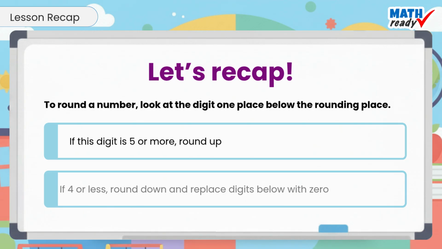To recap, when rounding a number, we need to refer to the digit in the place value directly below the digit we are rounding to. If this digit is 5 or more, we round up. If it is 4 or less, we round down. All digits in the places below the digit we are rounding to become 0.